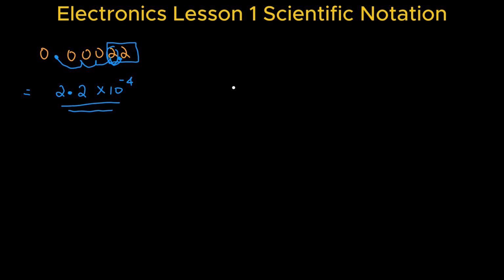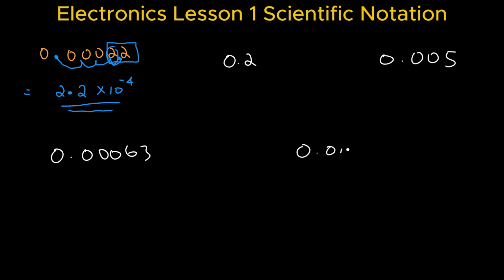Now I'll give you some examples for you to solve by yourself. Pause the video and try solving them. Here's 0.2, 0.005, 0.00063, and 0.000015. Right? Pause the video and try solving them by yourself. I'll go ahead and solve it and you can check if we got the same answers. I might also make some mistakes, so just let me know down in the comments if I made a mistake.